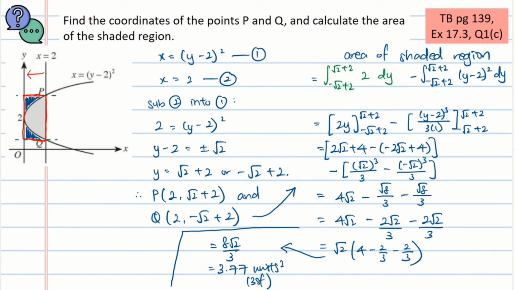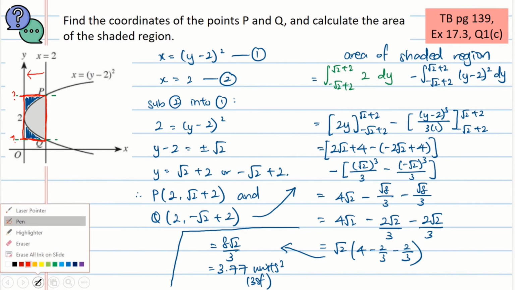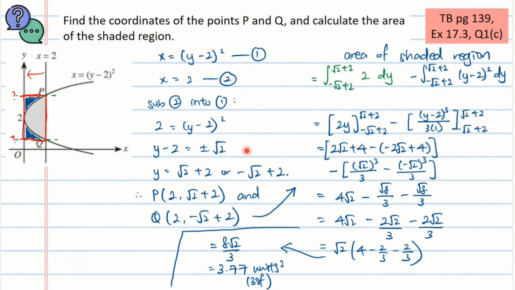So what we need to first find, as directed by the question, is the coordinates of P and Q, so that I know what the boundary values are that are needed for my definite integral. I will do my usual simultaneous equation solving, and then I will find that y is equals to square root 2 plus 2 or negative square root 2 plus 2. I have decided to leave my values in exact form so that my answer in finding the area of the shaded region will be more accurate.